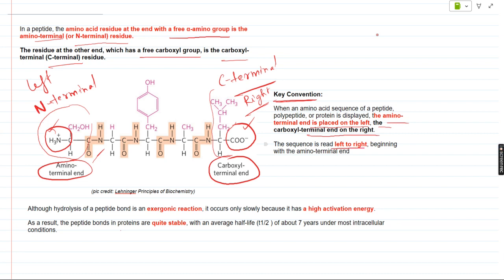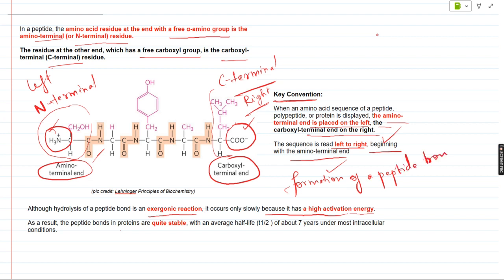So the sequence is always read from left to right, beginning from the amino terminal end and ending with the C terminal end. So these two points you should remember. Although the hydrolysis of a peptide bond is an exergonic reaction, it occurs only slowly because it has a high activation energy. If you see the formation of a peptide bond, it requires energy, which means it is an endergonic reaction. It has some energy that is required to favor its formation. But the hydrolysis or the breakdown of the peptide bond is an exergonic reaction, but it only occurs slowly because it has a high activation energy.